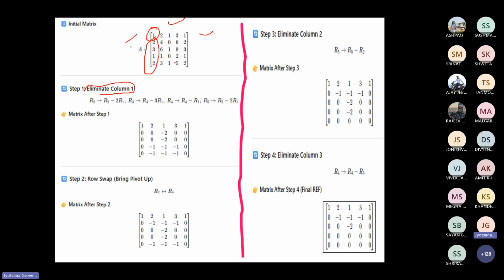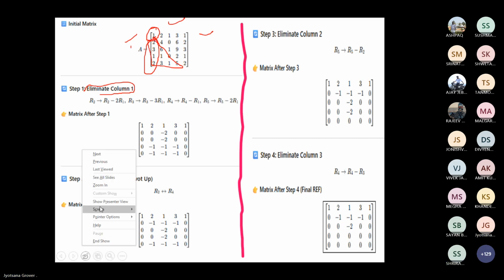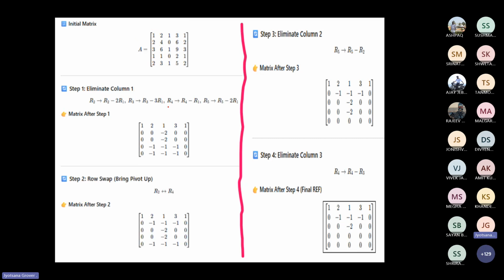because this is a square matrix. So you have to make it upper triangular. That means all these entries, make them 0. So the first task is to make the entries of column 1 as 0 below the leading entry 1. Below 1, make these entries 0. How will you do it?